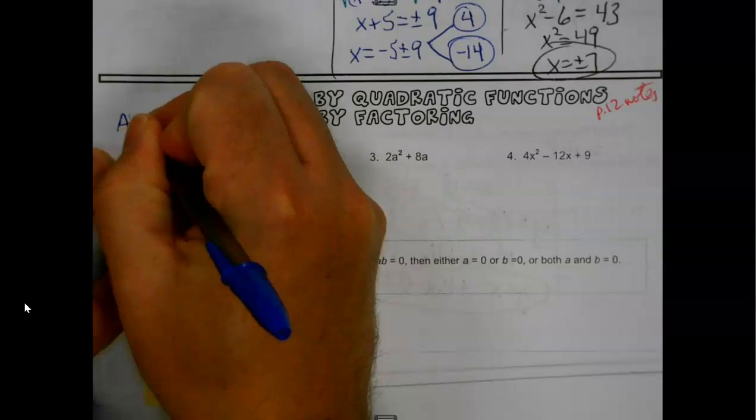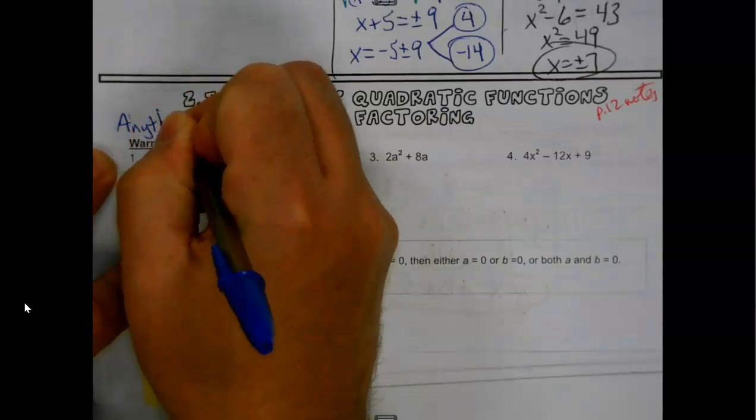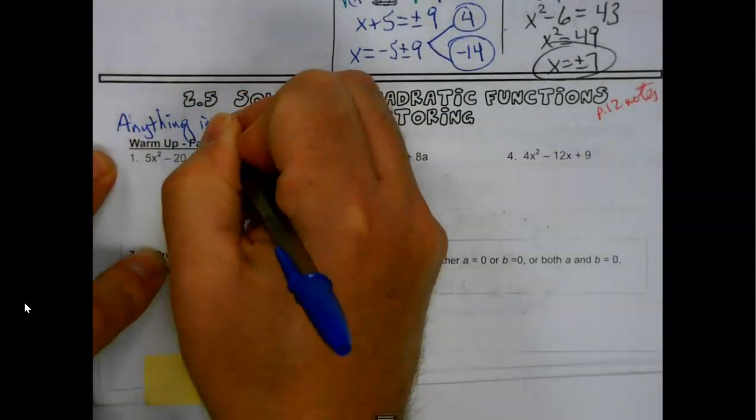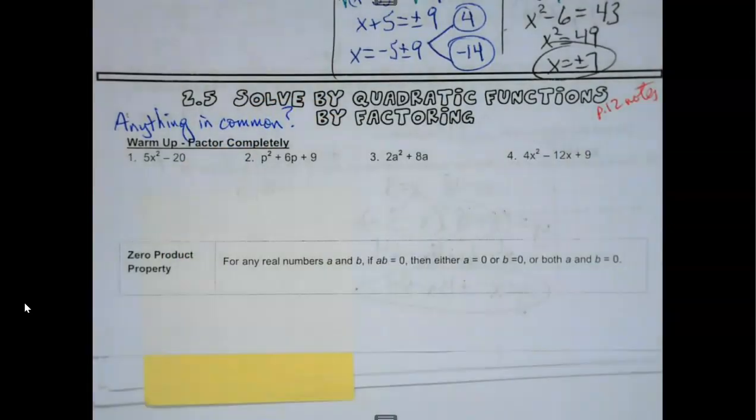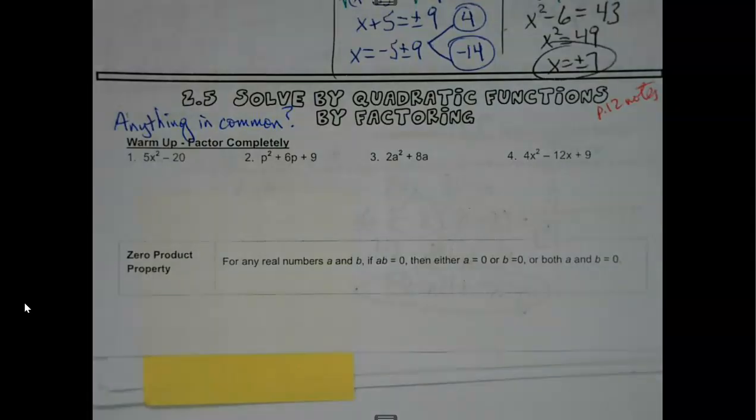The first question on every single factoring problem you ever do is: is there anything in common I can pull out? Sometimes it'll make it easier. Sometimes you've got to do it or you're just going to get the wrong answer. So, for instance, on number 1, and again, the anything can be a constant, a variable, both.